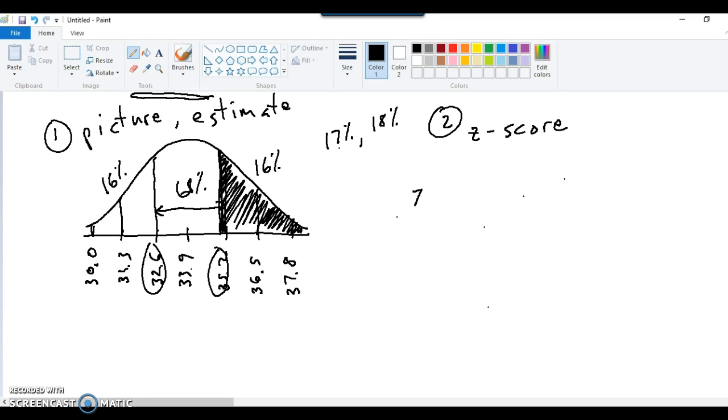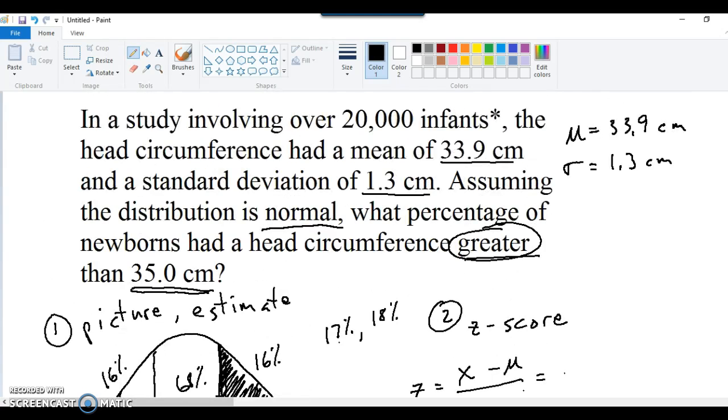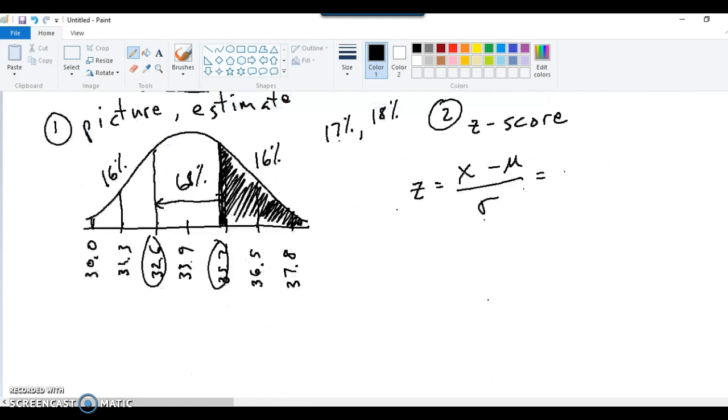Okay, so the z-score formula is x minus the mean divided by standard deviation. So in this case, x is the number we're interested in. X is 35. So it's 35.0 minus the mean, which was right here, 33.9, divided by the standard deviation, which is 1.3. All right, so let's get a calculator out. Let's do this calculation.